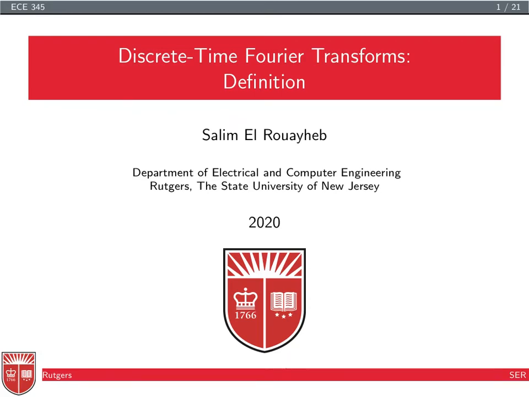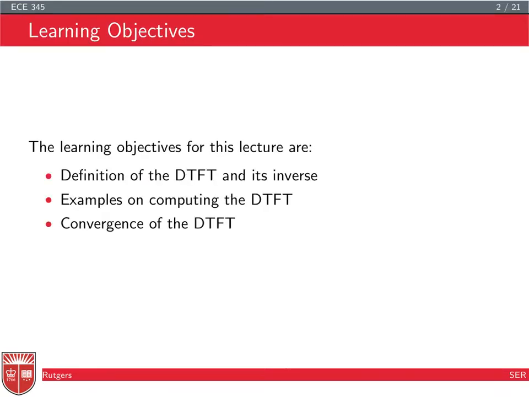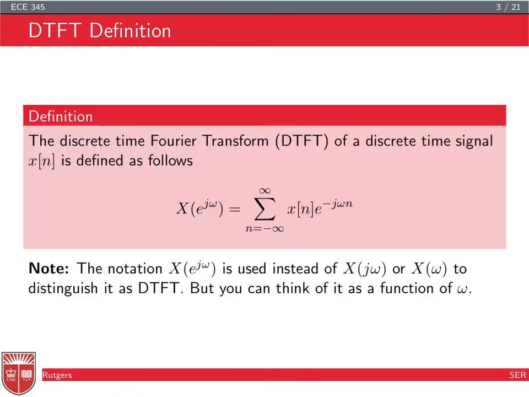In today's lecture, we start a new chapter on the discrete time Fourier transform, or DTFT. In this lecture, I want to define what I mean by DTFT and its inverse, and we'll talk about some examples on computing the DTFT, and then we'll talk a little bit about the convergence of the DTFT. Let's start by defining the DTFT.